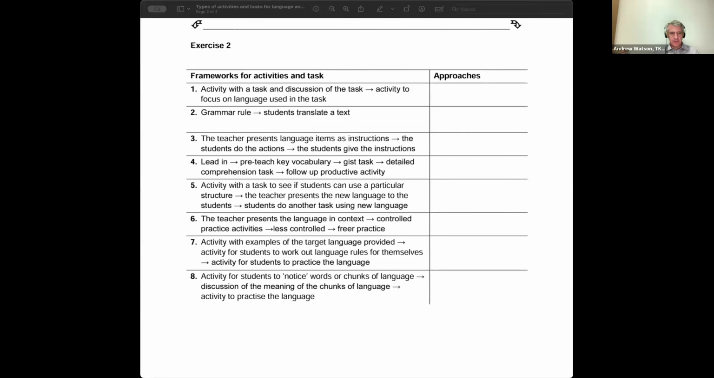7 is guided discovery. That involves a process of induction. And number 8 is the lexical approach.